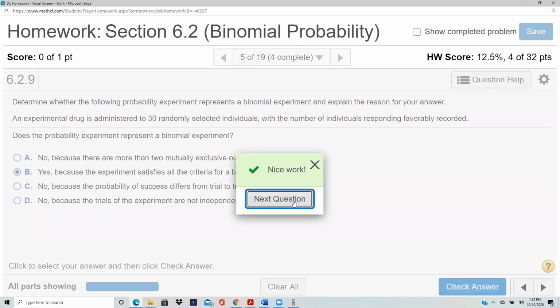And usually the main condition you have to check is whether you have two outcomes or less or more than two outcomes. So two outcomes is binomial, otherwise it's not.